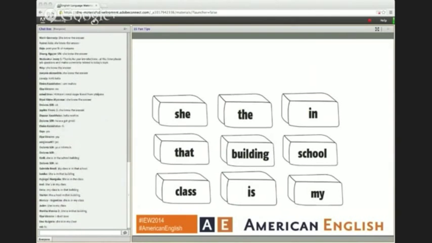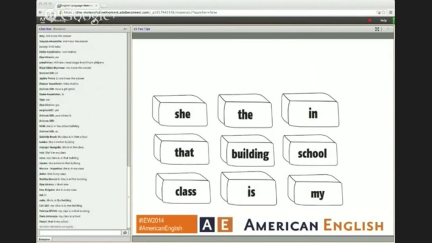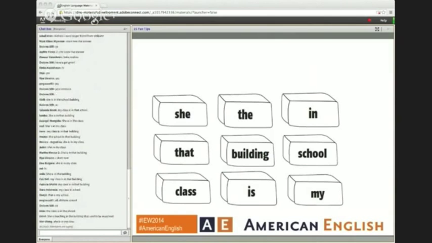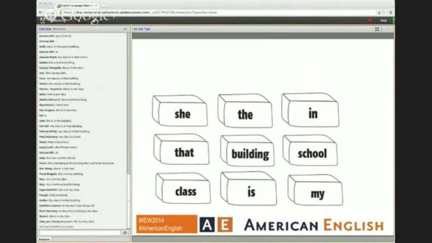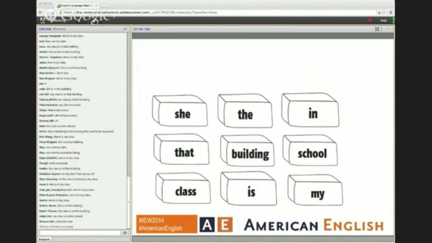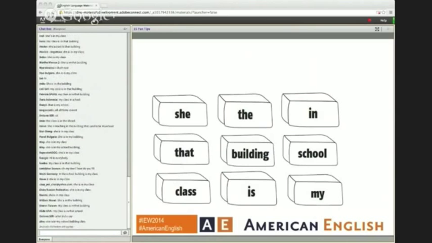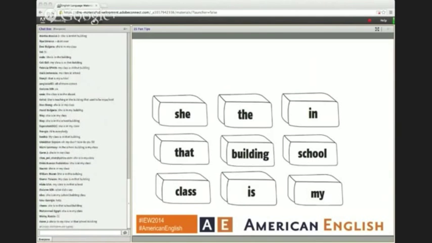And I see that some of you made great sentences. My class is in that school. She is in that building. She is in the class. These are great. So as you can see, just from 9 words put on cards that we shuffle up, we can make a lot of sentences. So this is one way that you can practice sentence structure.